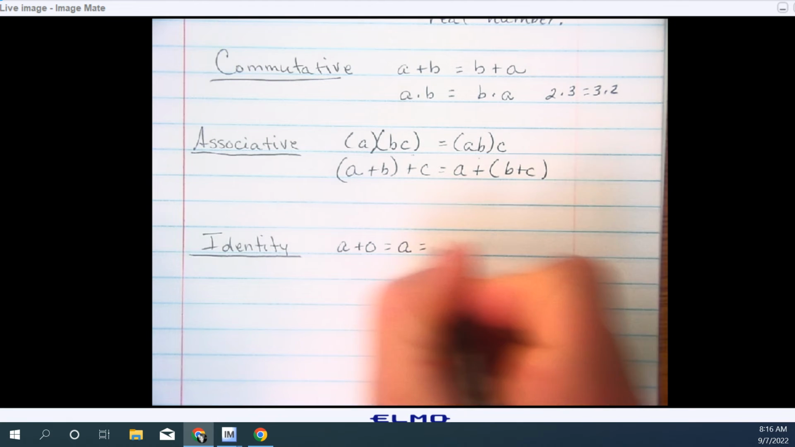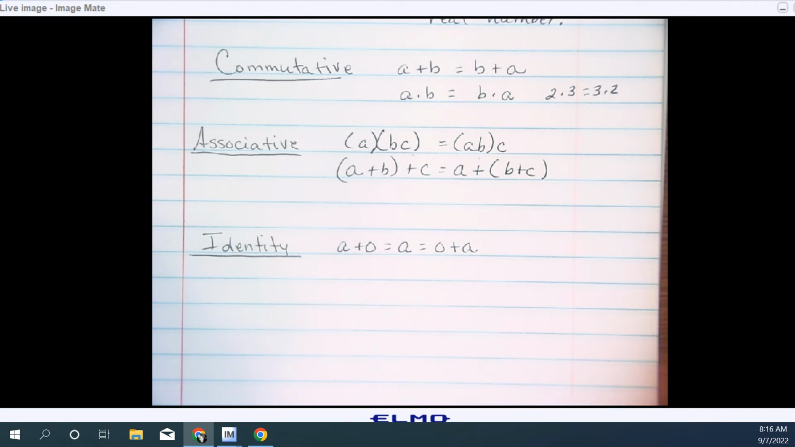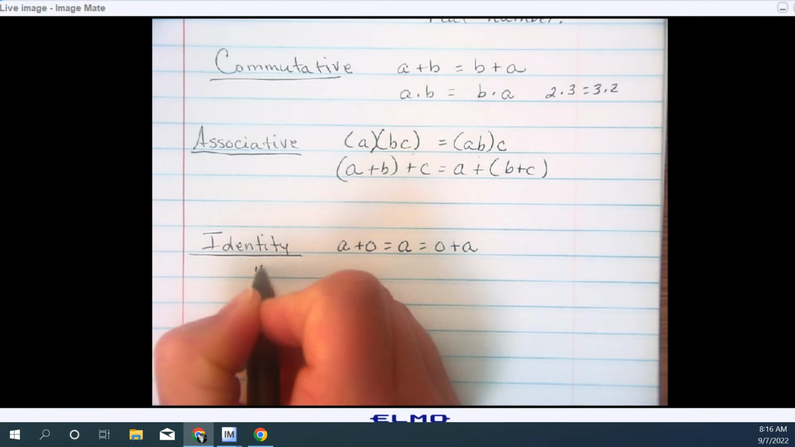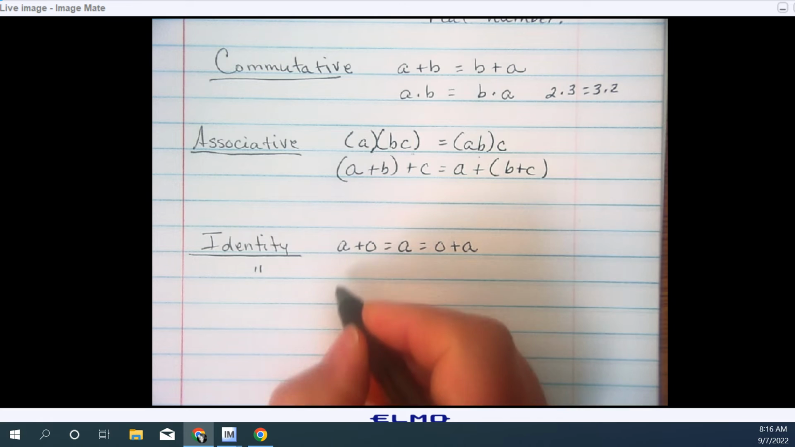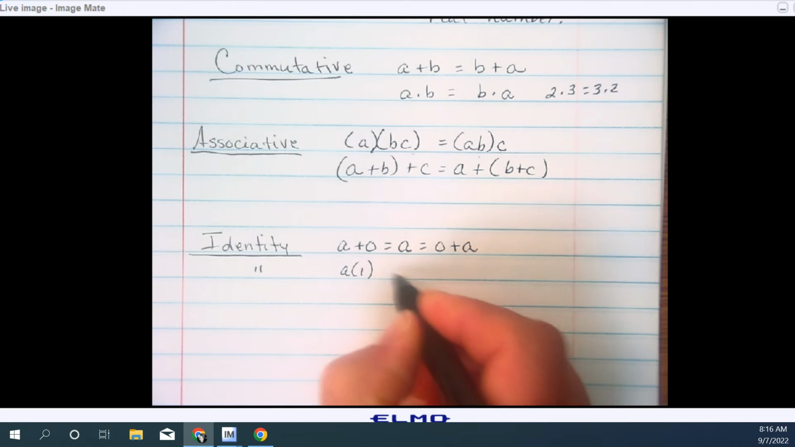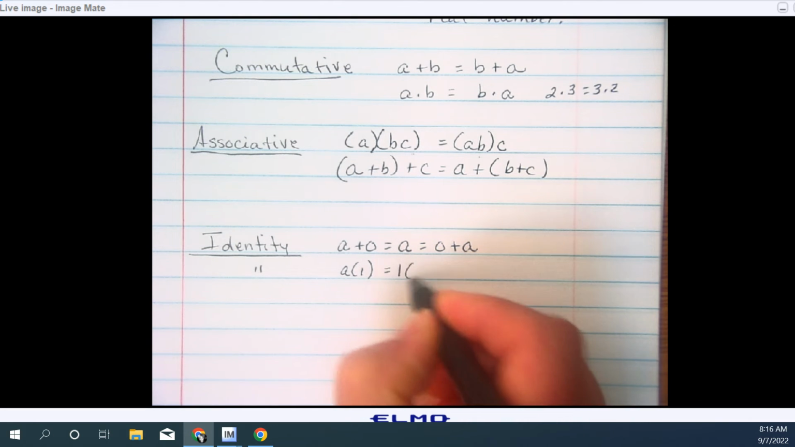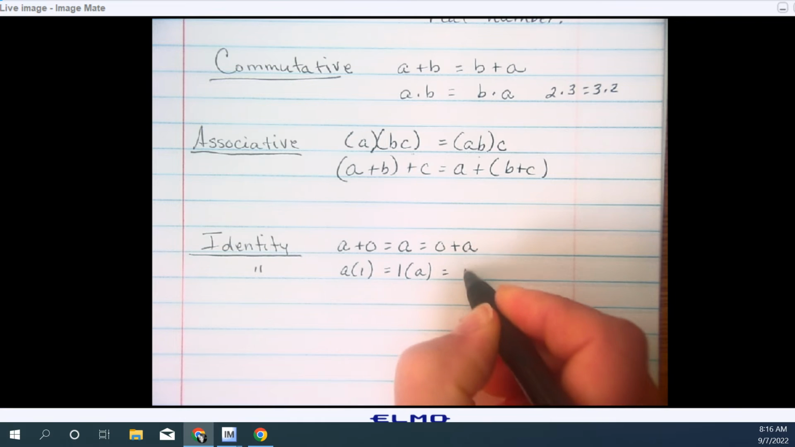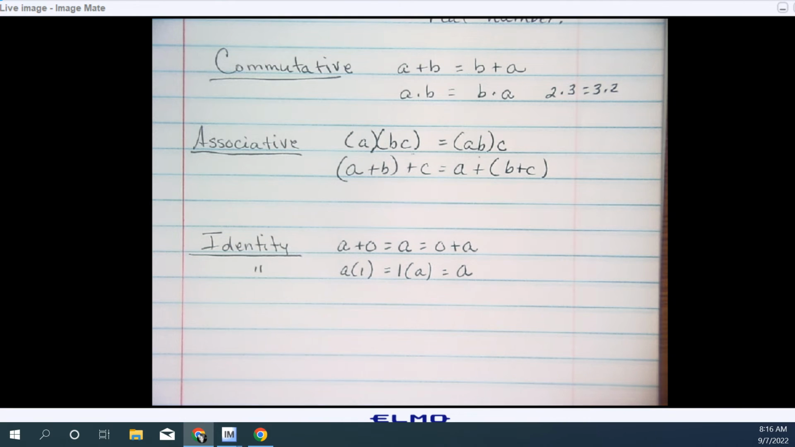And that's going to be the same if I put 0 plus A, right? It doesn't matter in what order I add the 0 and the A. What number can I multiply and it not change the value? So we say that 1 is the identity for multiplication because we haven't changed the value of it.